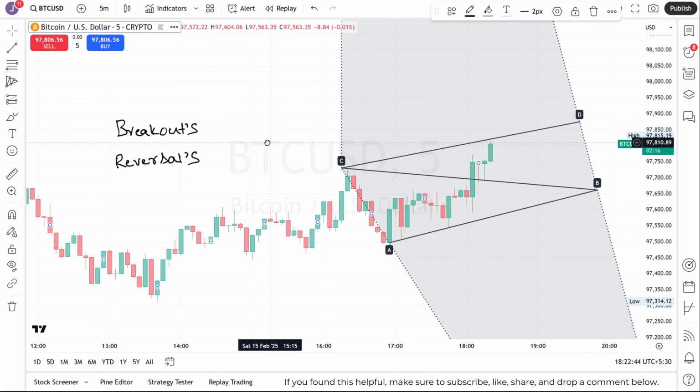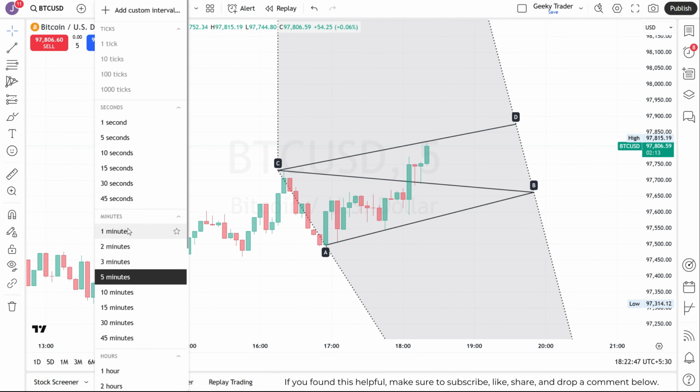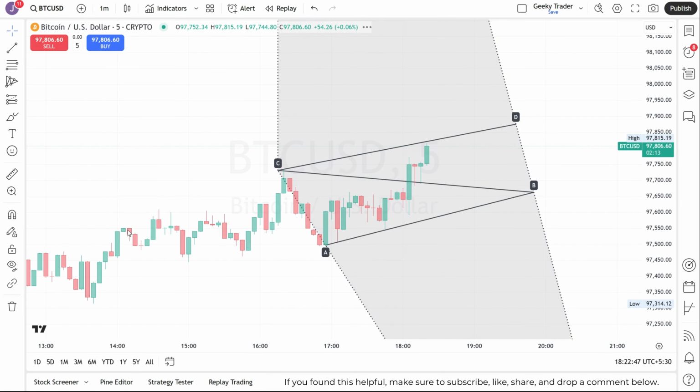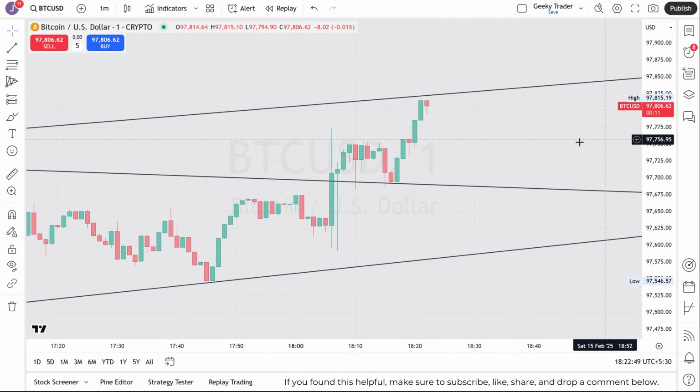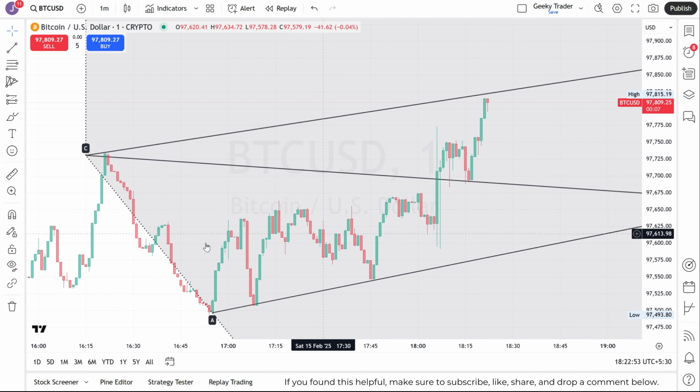Take your time with this step. Precision is key. Once you've connected the highs and lows, we'll move on to the next step and analyze what this pattern is telling us. Now that we've drawn the pattern, let's fine-tune our view for even better accuracy. Go ahead and switch the time frame back to 1 minute. This will give us a closer, more detailed look at price action and allow us to spot key breakout and reversal points in real time.